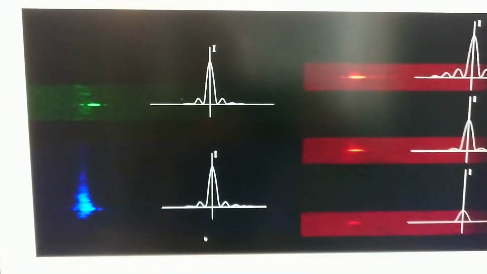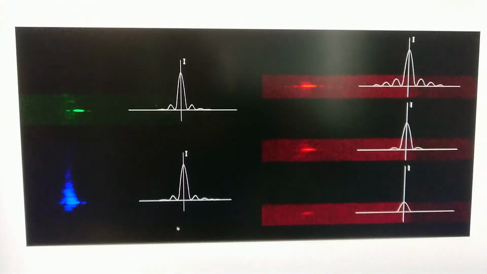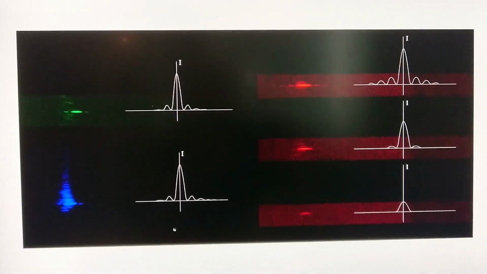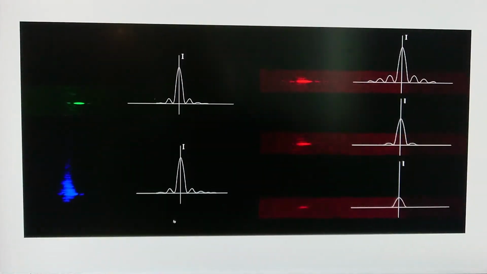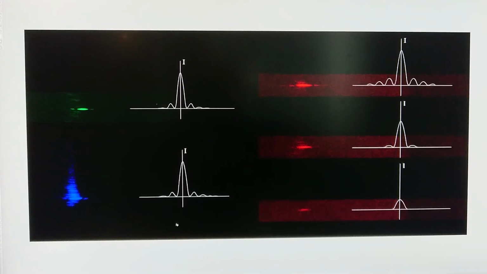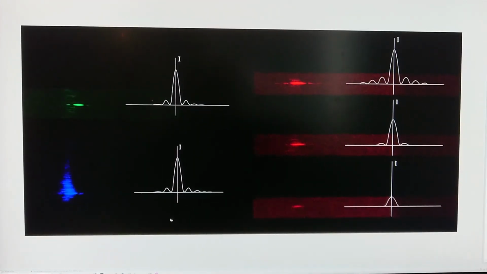So again, we see that diffraction and the things that cause diffraction are related to refractive index.